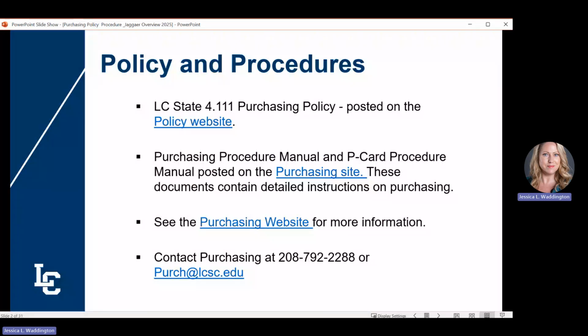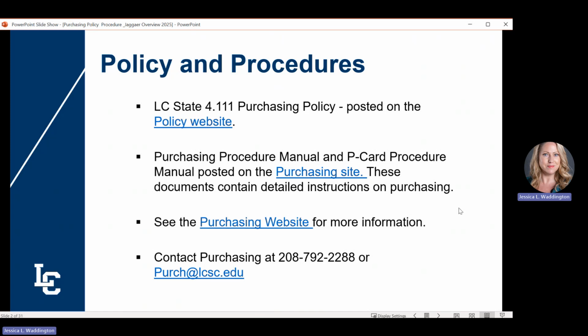Thank you for joining the Purchasing Policy and Procedure training. This training will provide you with an overview on the policy and procedures related to purchasing at LC State. The purchasing policy can be accessed on the policy website. The purchasing procedure manual can be accessed on the purchasing website.